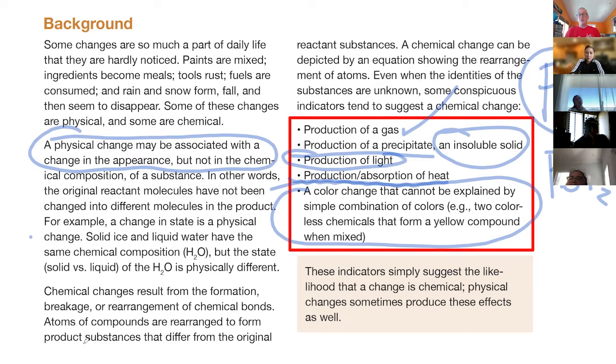Green. You get green, right? Is that a chemical reaction? No. Not really, because that would be expected, right?